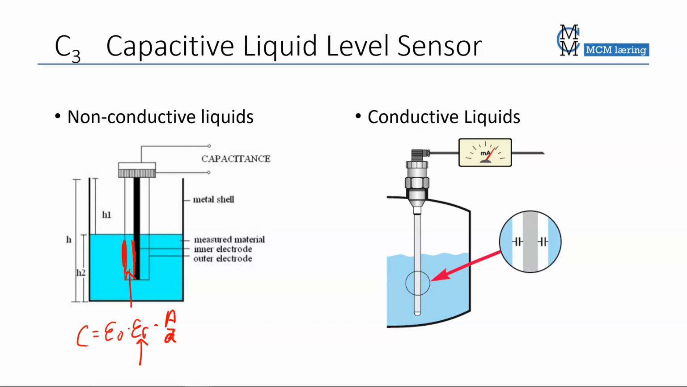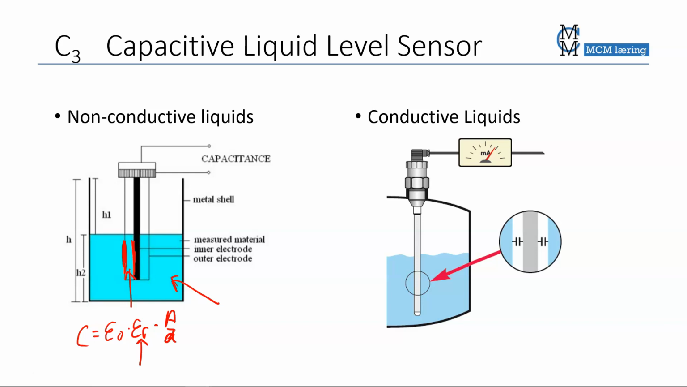For conductive materials, that means that you have materials that can carry a current. For example, salt water. Salt water is a quite good electric conductor, while, for example, oil is a non-conductive liquid. Actually, oil is sometimes used as an insulator in, for example, transformers. So oil is an insulator, salt water is a conductor.